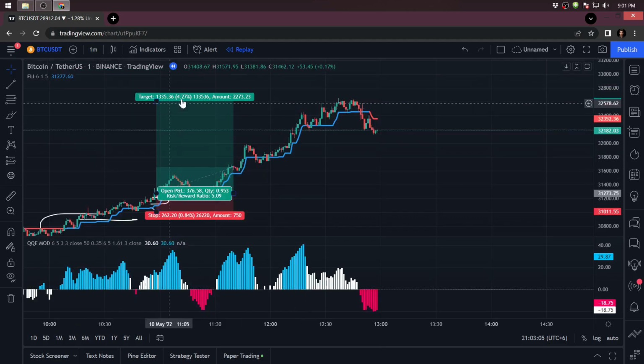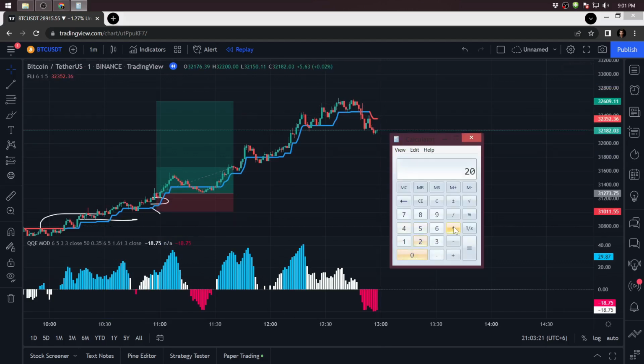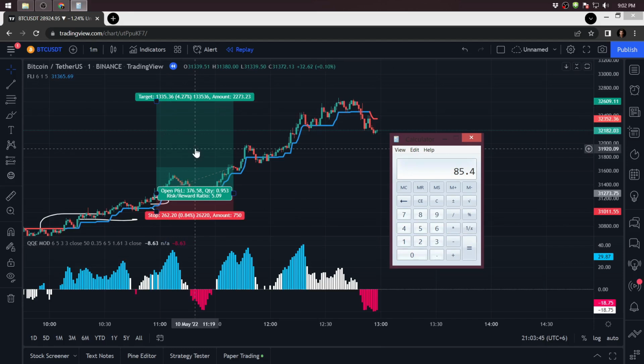our profit is 4.27% with no leverage. And if I calculate with 20x leverage, that means 85.4% profit from just one trade. So now let's see how you can generate a sell signal.